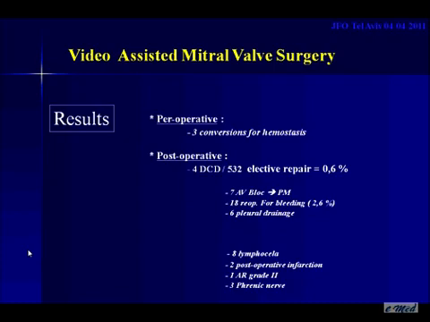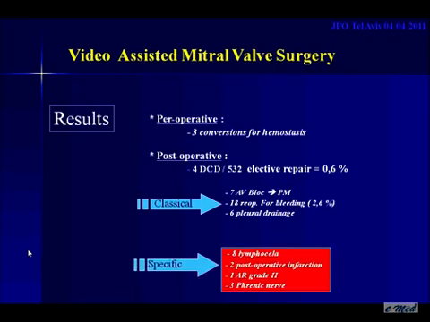Obviously, for endocarditis, the mortality rate was higher. And we have some complications which are expected, as usual in all cardiac surgery. I must confess that I have had some specific complications, the lymphocele due to the incision in the groin, but this has completely disappeared now since we use a percutaneous approach.